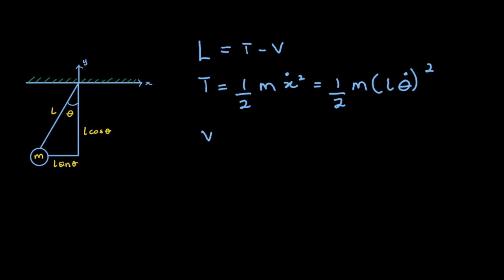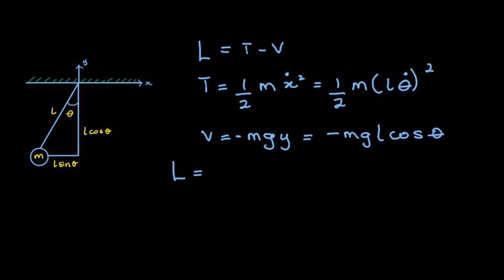So the potential energy in this case is gravitational, so it's going to be mgh. In this case, h is y, that's the height. But notice that the pendulum is swinging in the negative direction of y, so we're going to have a minus here. Now using Pythagoras' theorem, you can tell that y is represented as L cos theta. So it will be minus mgL cos theta.